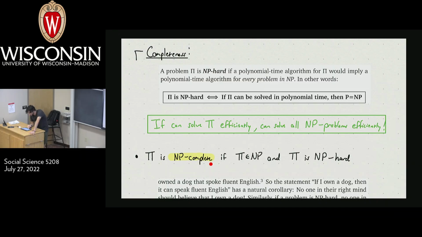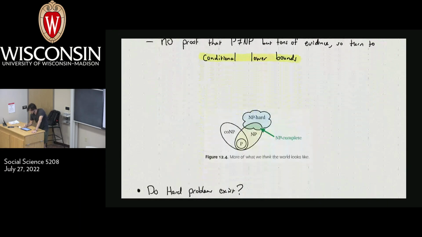So pi is NP-complete if pi is in NP and it's hard. In general, in this picture here, NP-hard problems are just everything that's above NP, including the tip. So it's pretty much every problem basically. It's the majority of problems. But this slice here, this green slice, that's the NP-complete problems. So they're both NP-hard and they're in NP. That little sliver right there.